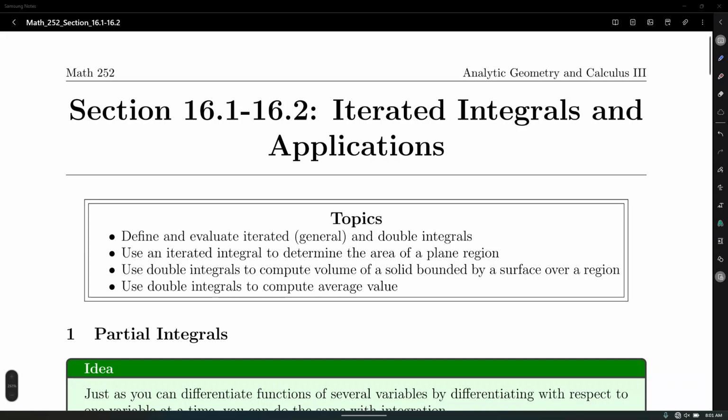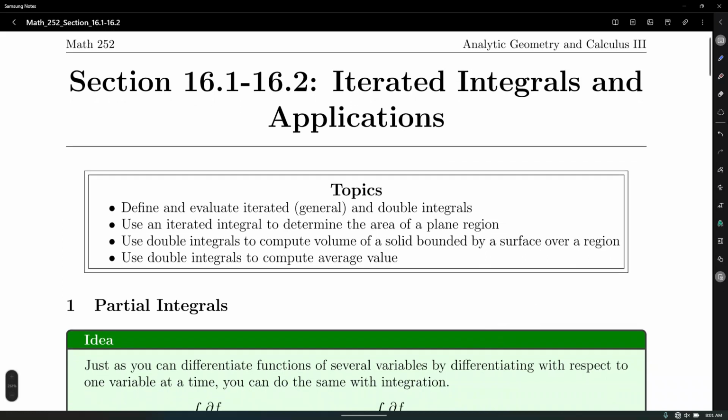So we will get started with chapter 16, double and triple integrals. All right, so in this handout, which includes both 16.1 and 16.2, we will define what we call partial integration, evaluate iterated, or in general, double, later triple integrals, and some applications to double integrals for volumes, areas, and finding the average value.